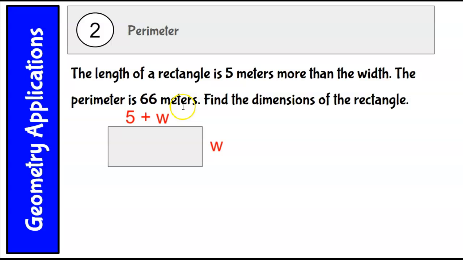And it says the perimeter is 66 meters. So I can write an equation now because I know this side is 5 plus W, which means this side is also 5 plus W, and this side is W. And if I add all these sides together, remember perimeter means you add up all the sides. It's the distance around. If I add those all up, it should equal 66. So it'll be W plus 5 plus W plus W plus 5 plus W. See, this is one side, 2, 3, 4 sides. And the total then is 66 meters. So this equation equals 66.